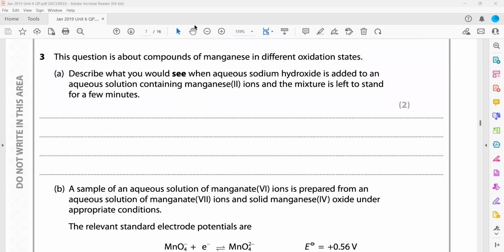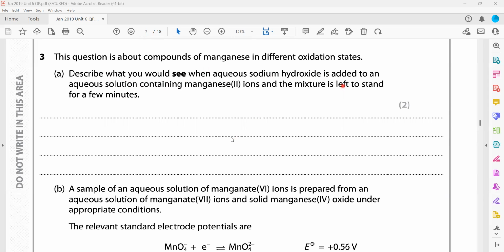Question 3, this question is about a compound of manganese in different oxidation states. Describe what you would see when aqueous sodium hydroxide is added to an aqueous solution containing manganese(II) ions and the mixture is left to stand for a few minutes. So when we have manganese, what will happen? It will give off a white precipitate, and when we leave it, this precipitate will become dark.